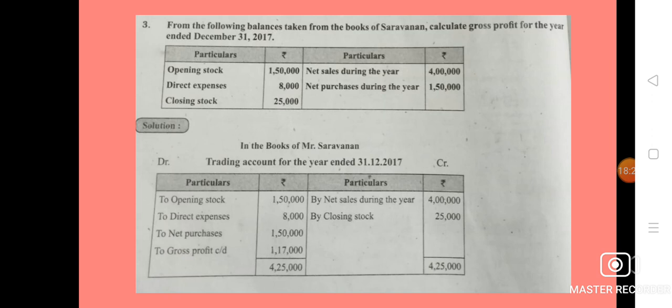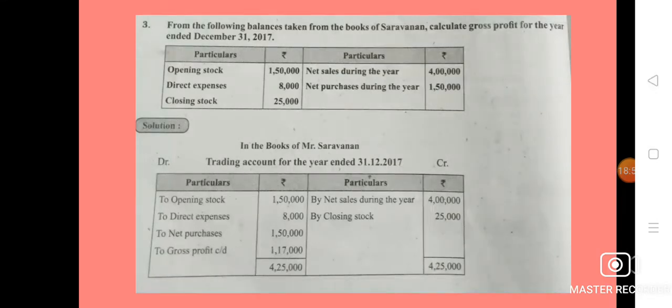Then net sales, so we have to show sales first, and at the end only we show the closing stock. So by net sales during the year 4 lakh, then by closing stock 25,000. Net purchases during the year, so net purchases will appear on the debit side of the trading account, so will be entered into the debit side of the trading account.